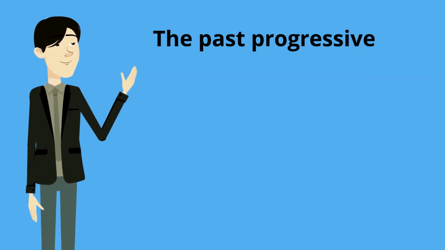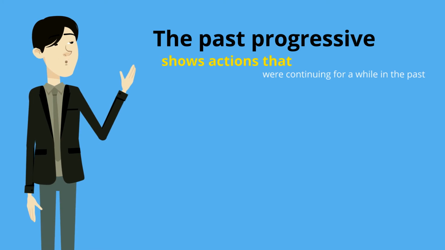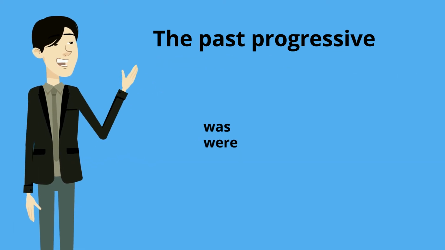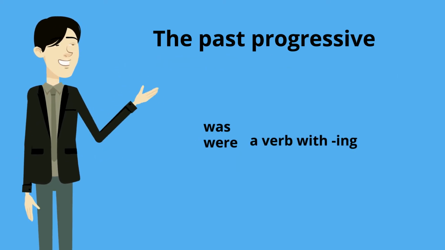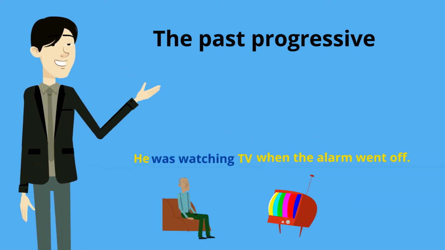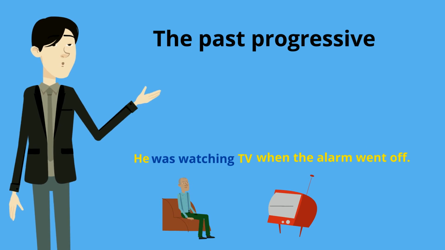The past progressive is for actions that were ongoing or continuing for a while in the past. We form this tense by adding the appropriate form of be in the past, and a verb with ing. Example: he was watching TV when the alarm went off.